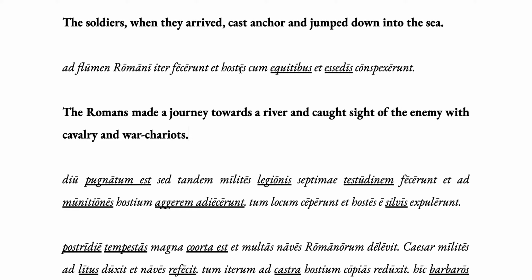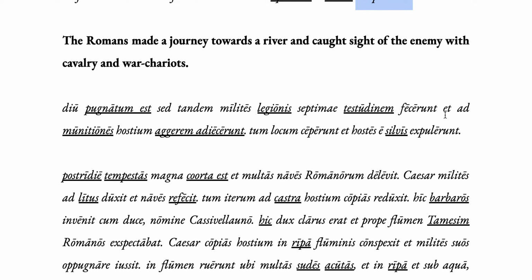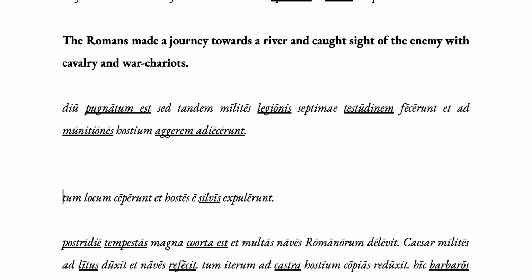Okay, now grammatically, hostes could be nominative plural, so it could be the subject of conspexerunt, but then you wouldn't have an object for conspexerunt. So it's better to assume that the Romans are still the subject of conspexerunt, and then hostes can be the object. Okay, then the next sentence is this.